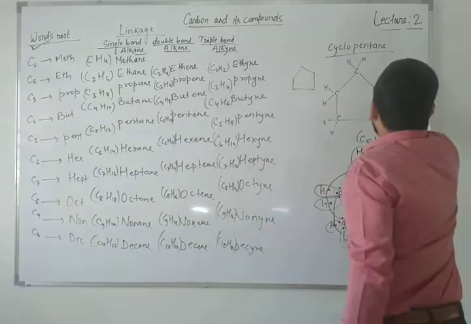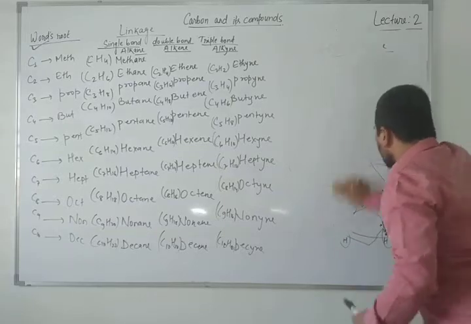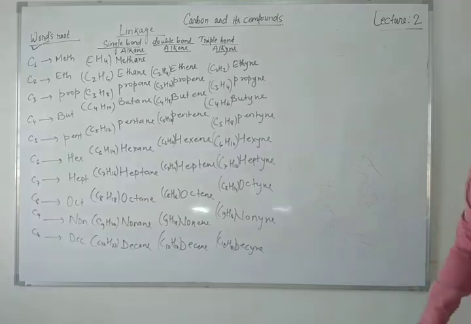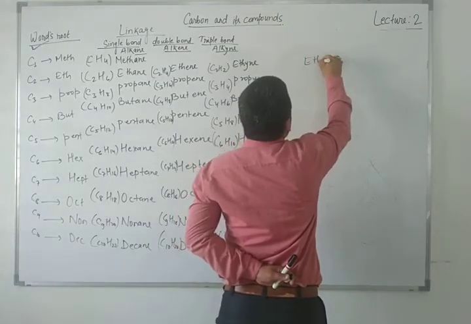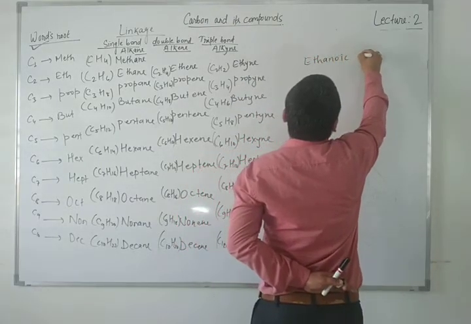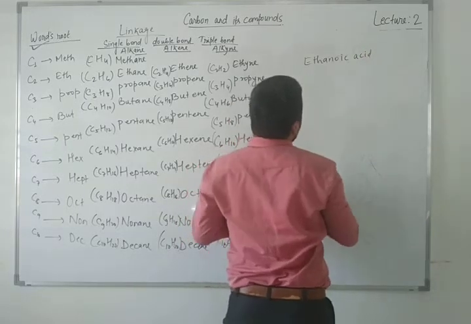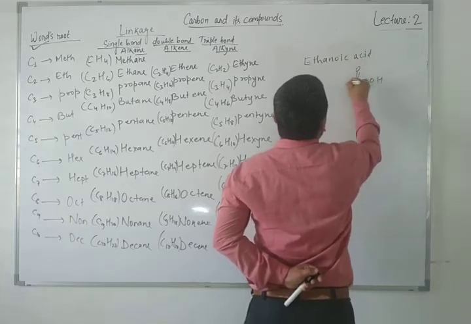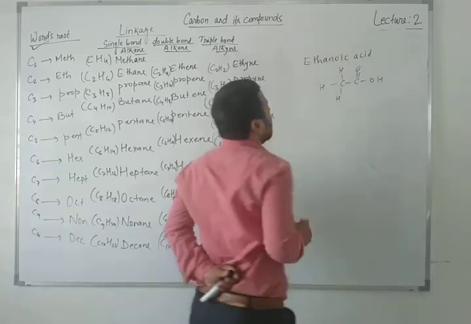I hope you can draw these very easily. It's very easy to draw these things. The first one is ethanoic acid. Ethane means 2 carbons, right? And 1 carbon has the acid group, meaning COOH, and the other is CH3. So this is the structure of ethanoic acid.